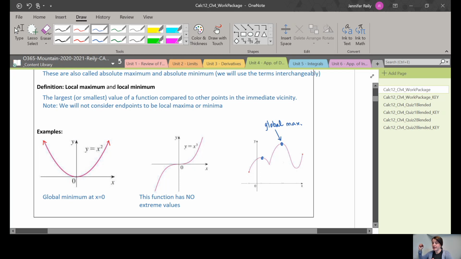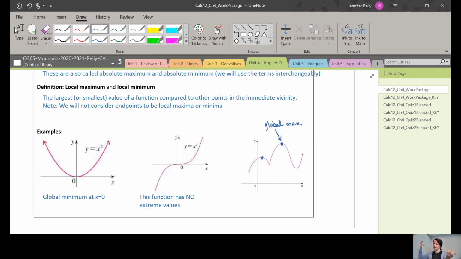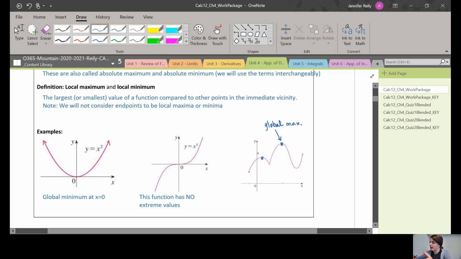And this point here is also a peak on this graph. If you look at the immediate vicinity around it, there's no other higher point, but it's not the highest point on the graph. So that's what we call a local maximum. I'll say max for short.